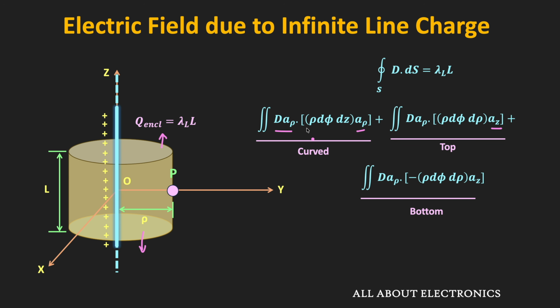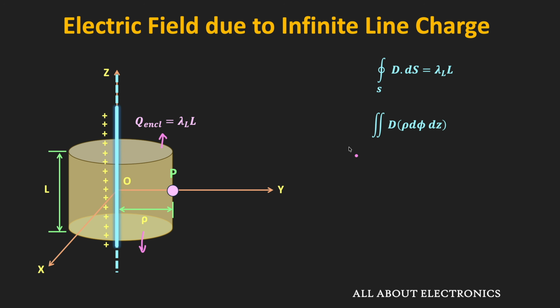So here if you see, then this a rho dot a rho will become 1. While if we see the other two cases, then this a rho dot az will become 0. So eventually, we will only have the one term. Because here as we have seen, this electric displacement field or this flux density is normal to the curved surface, while it is tangential to the other two surfaces. So that is why these two terms will become 0. And effectively, the first term can be written like this. So that is equal to this lambda L times L. That is the total charge that is enclosed by this cylinder.